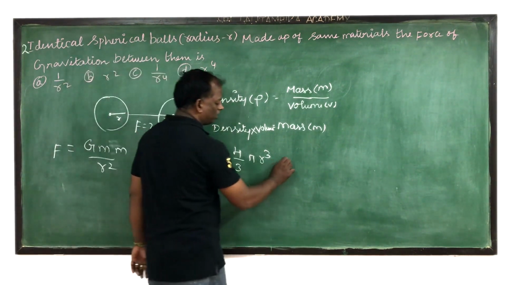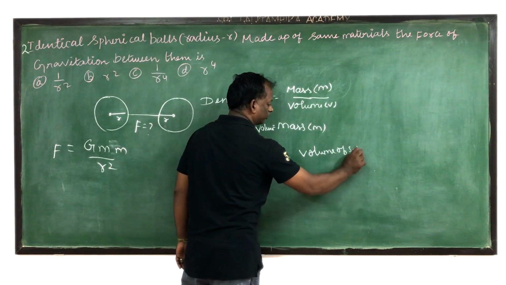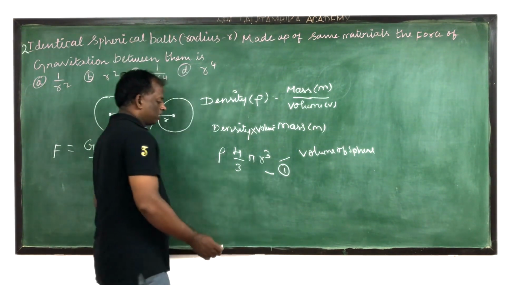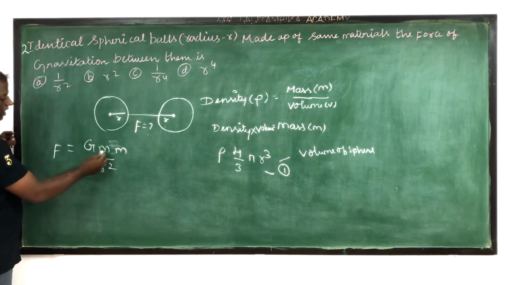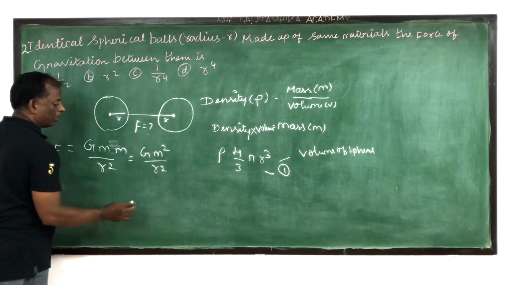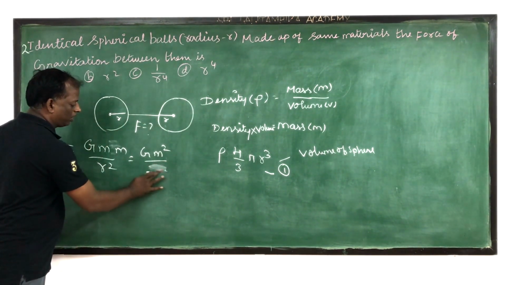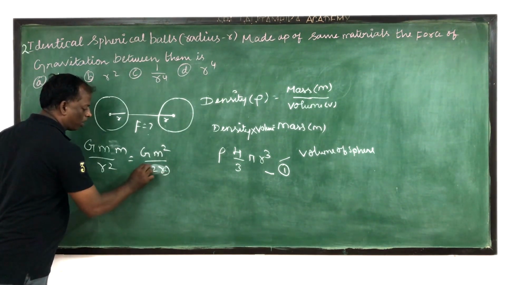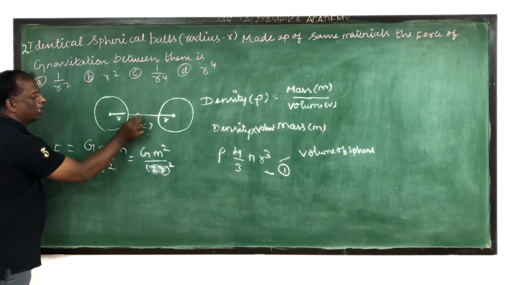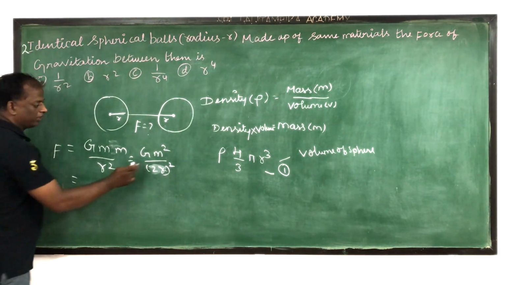So in the formula, the volume of the sphere. We can substitute this equation in here. So how can we write it? G m square by r square. Here, the distance has one r from this ball and one r from that ball. So it will be G m square by 2r square, because this is one r and this is one r, so there are two r.